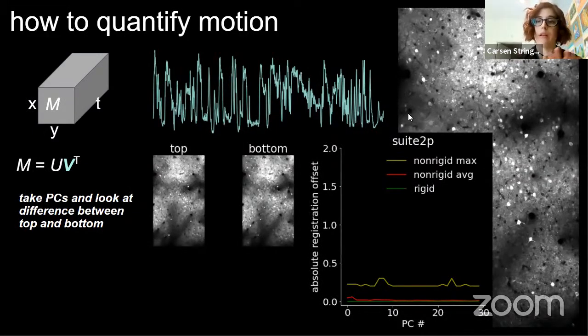This was a recording with a lot of non-rigid motion, but it was high SNR. So depending on your recording, our approach may work better or worse. We also have the option in Suite2p, if you have a non-functional channel, like if you have red cells labeled in the background, to do registration on that channel. That might work better for you than using the functional channel, particularly if you have low SNR recordings.